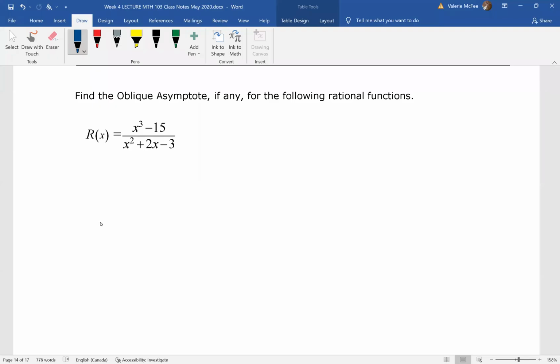So we said 2 lectures ago that we needed to have the degree of the numerator one more than the degree of the denominator. That's true here. So we know that we will have an oblique asymptote. We're going to need to use long division. Do you remember how to set that up? Why don't you pause and give it a try?